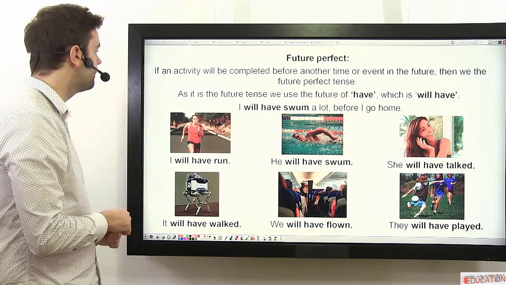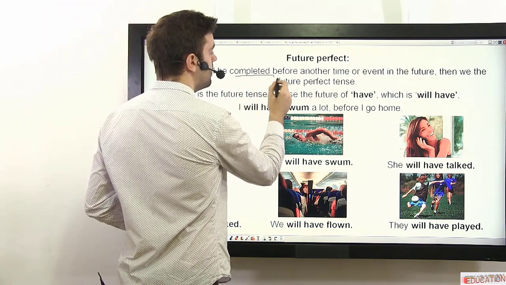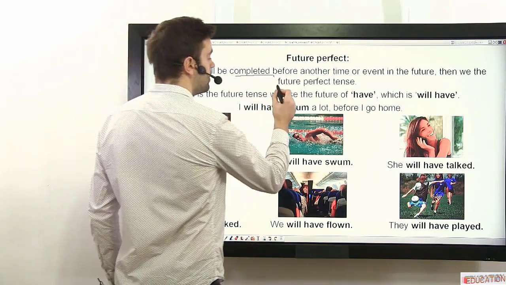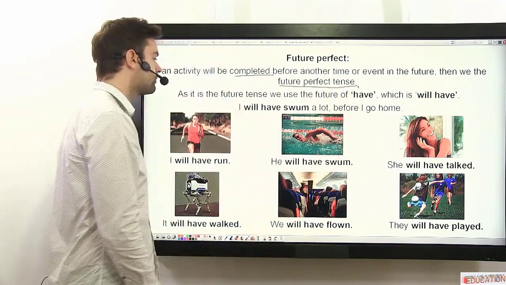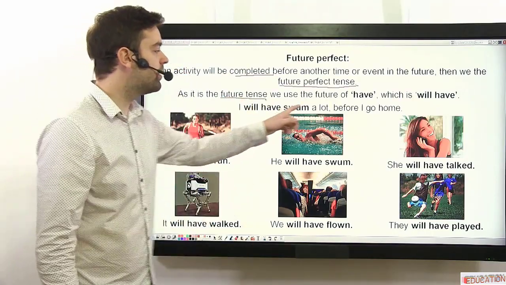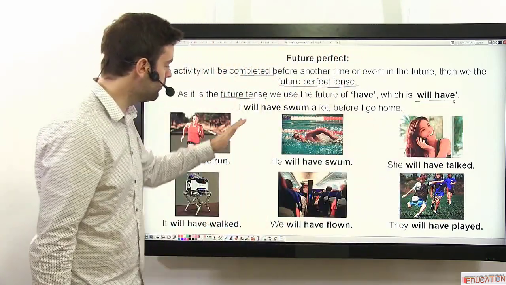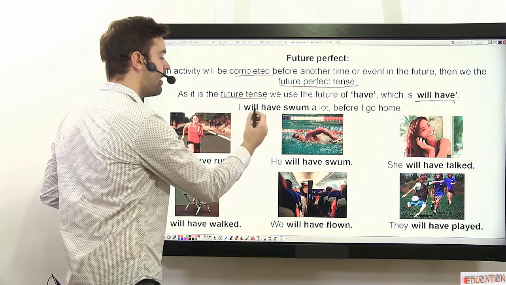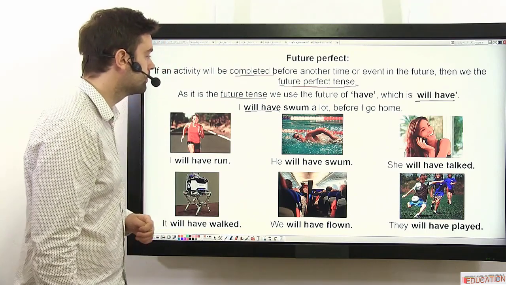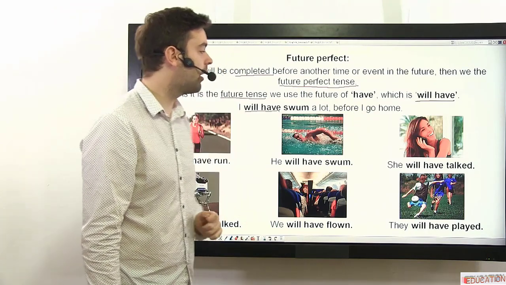Future perfect. So, if an activity is to be completed before another time or event in the future, we use future perfect tense. Again, because it is the future tense, we use the future of have, which is will have. For example, I will have swum a lot before I go home. It will be completed before I go home.